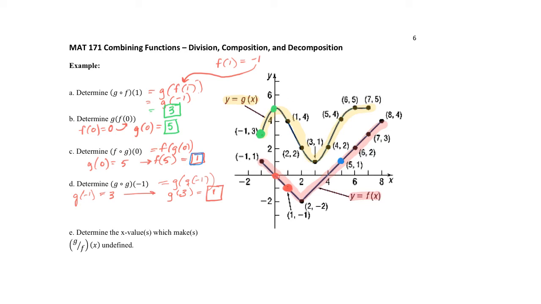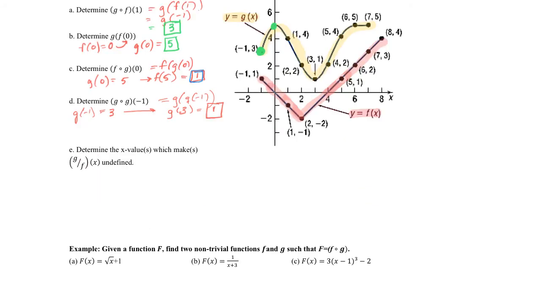We're supposed to determine the X value, which makes G divided by F of X undefined. Okay, so I want you to pause here. I want you to think through this for a minute or two. See if you can determine which X value would make G divided by F of X undefined.